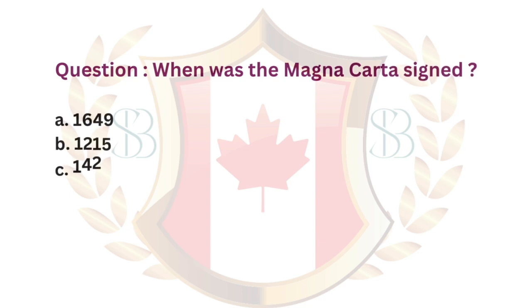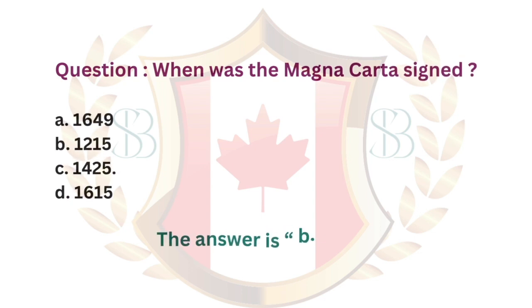Question. When was the Magna Carta signed? A. 1649. B. 1215. C. 1425. D. 1615. The answer is B. 1215.